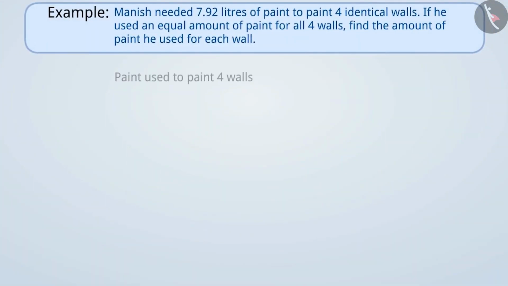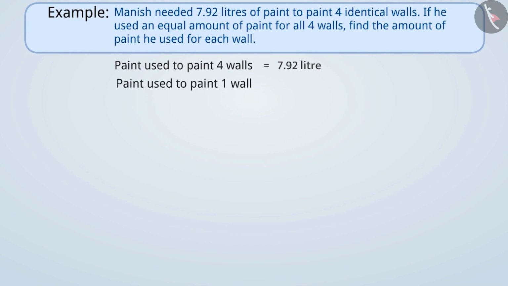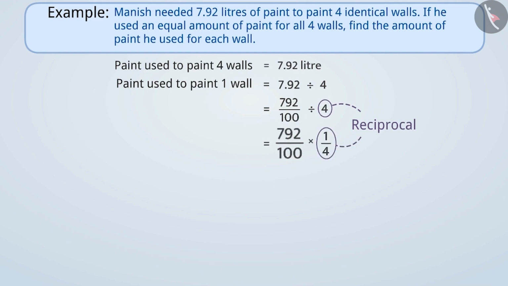The example shows that Manish painted 4 walls, for which he required a total of 7.92 liters of paint. To find out how much paint was used to paint one wall, we have to divide 7.92 by 4. We can write 7.92 in the form 792 by 100. So the division will become 792 upon 100 divided by 4. To find the result of division, we will write the first number 792 by 100 as it is and multiply it by the reciprocal of the second number 4, that is 1 by 4.